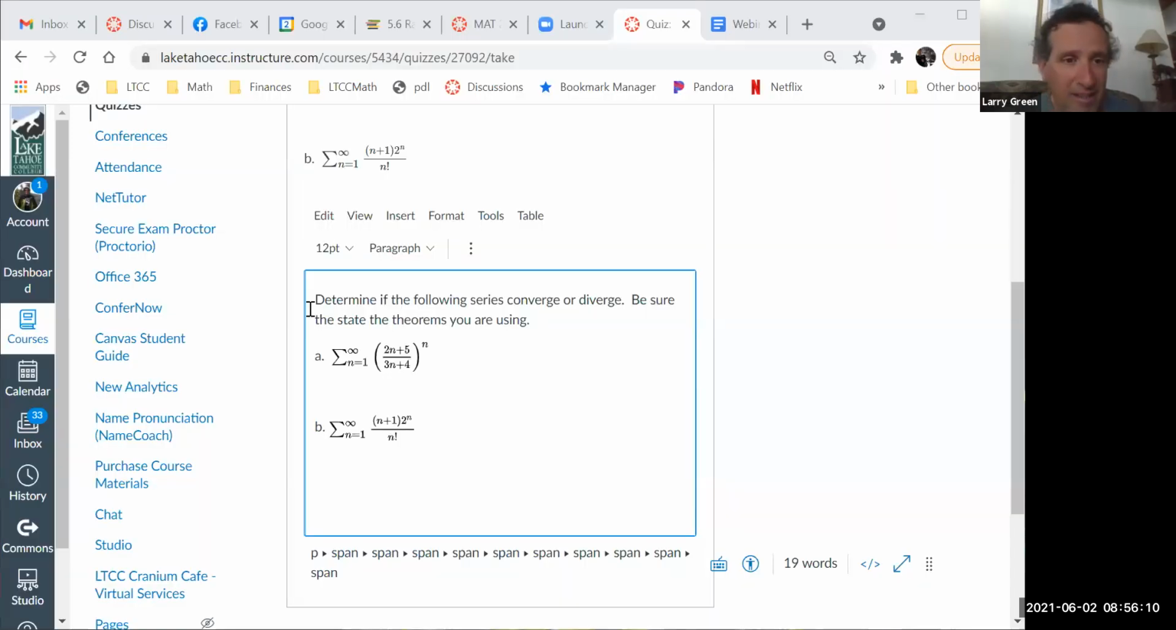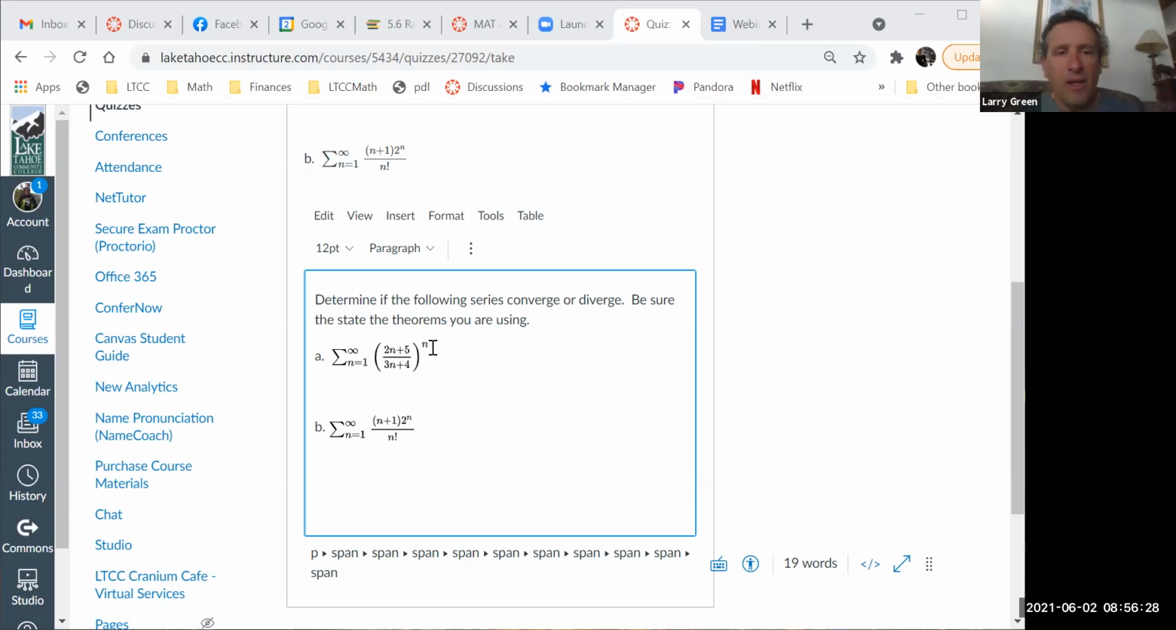So the quiz says, determine if the following series converge or diverge. Be sure to state the theorems you're using. Okay, so we got this. We got the first one, which is the summation n equals 1 to infinity of (2n plus 5 over 3n plus 4) to the n power.